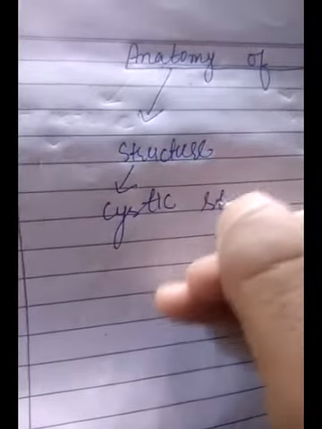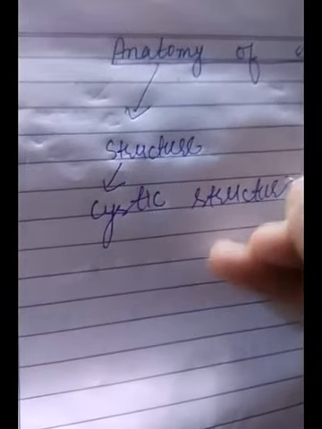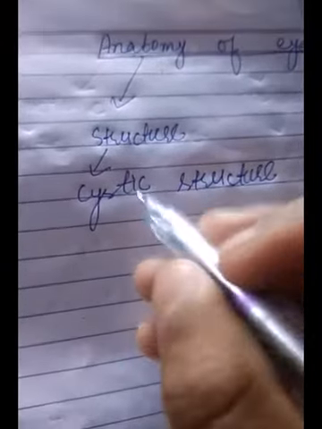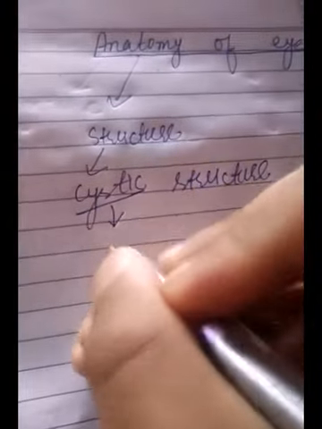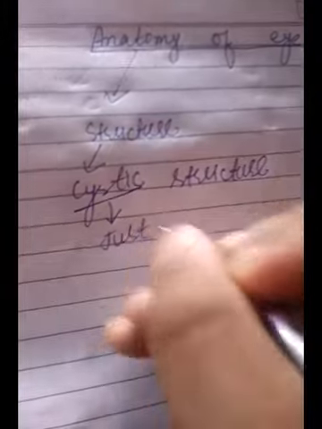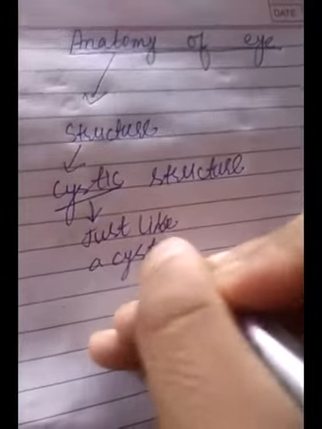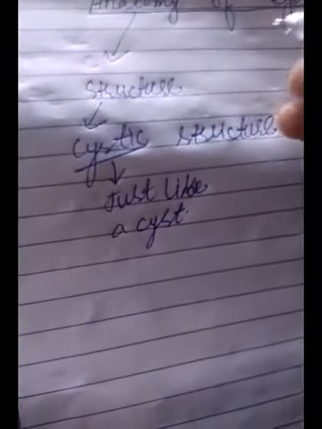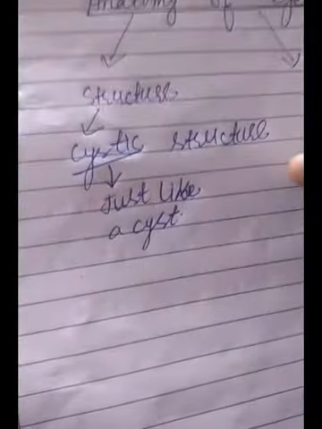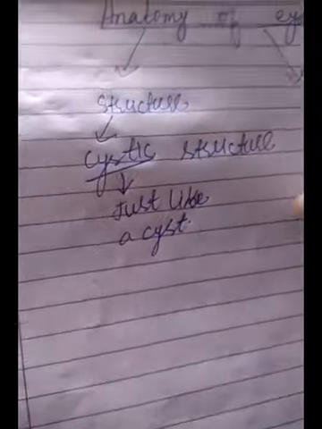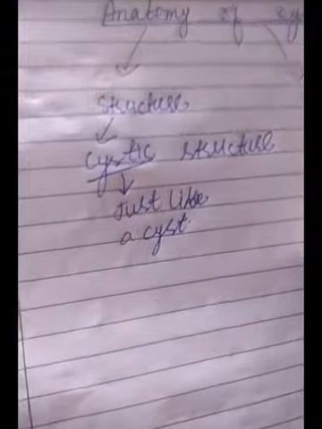The structure of the eyeball is a cystic structure. Cyst means cyst, just like a cyst. And shape. The shape of the eyeball is just like a globe.